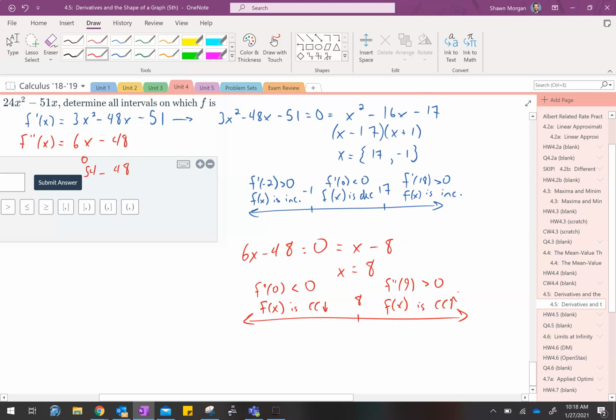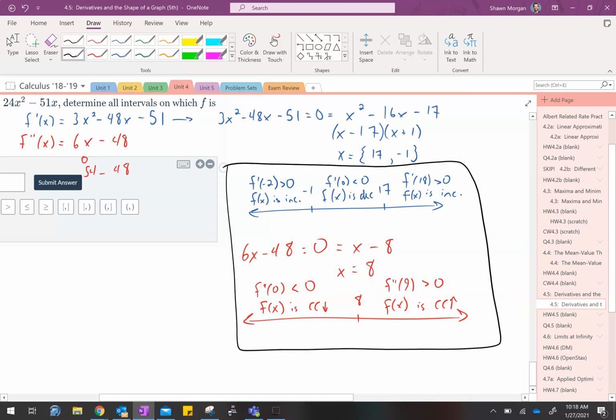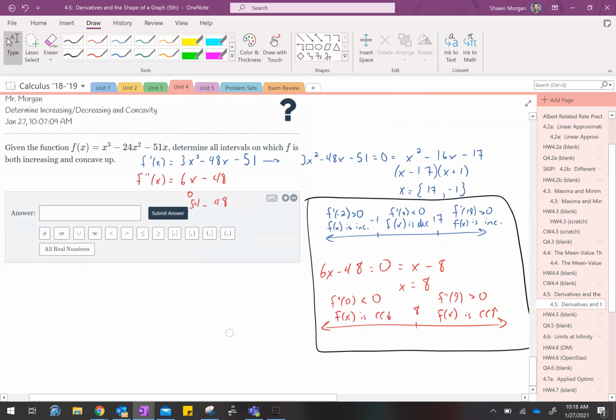And so now, using these two number lines as a guide for partitioning off the domain of this function, we could now answer the question: where is this function increasing and concave up? If I were to superimpose the red line and the blue line over here in my black box, one on the other, I would have -1, 8, 17.